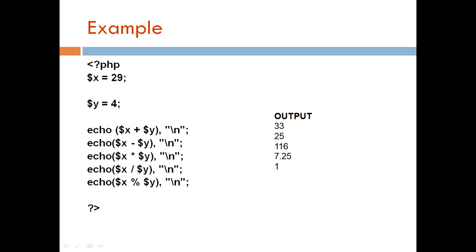29 modulus 4, modulus means remainder. So 29 divided by 4, 7 is the quotient, and 1 is the remainder.